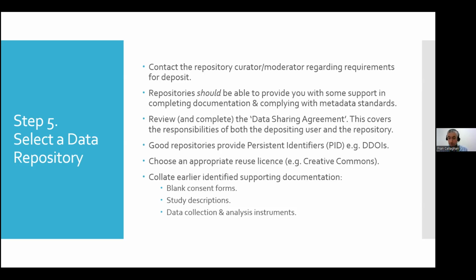Good repositories provide persistent identifiers, for example, data DOIs. There are other types of PIDs available, but data DOIs are probably the most pervasive now. So choose a repository that will provide you with some kind of a PID, preferably a data DOI. And then choose an appropriate reuse license, for example, a Creative Commons reuse license. Again, we're happy to talk to you about reuse licenses and which one would be the appropriate one for your data set. So please come back to us at this point if you're looking for support.